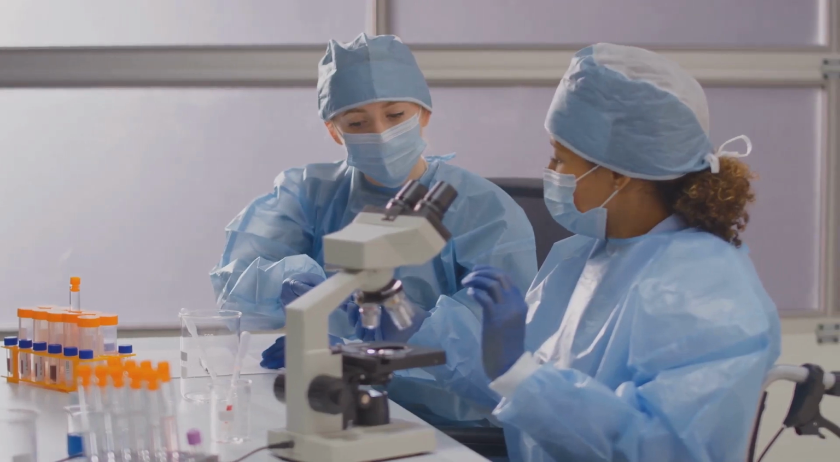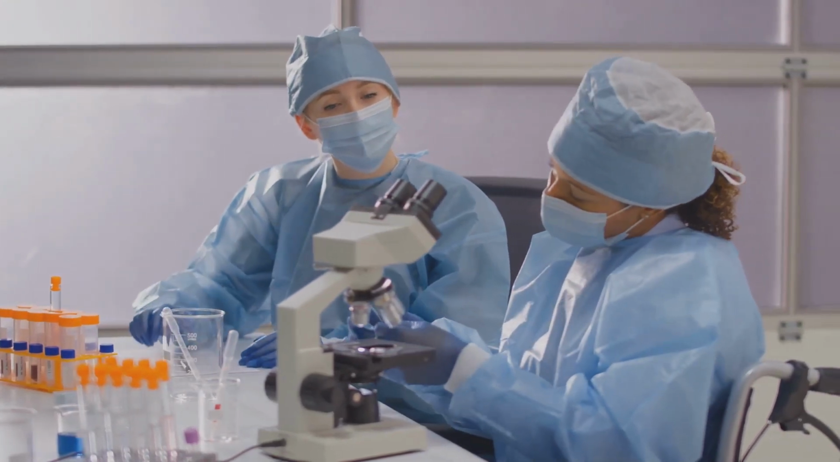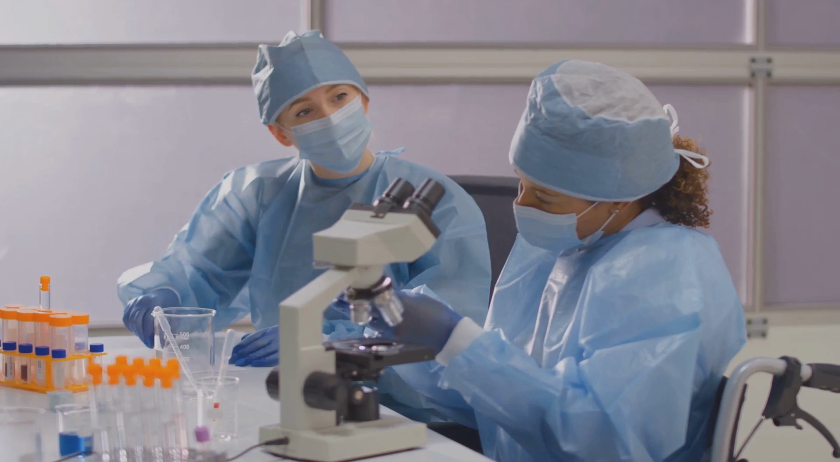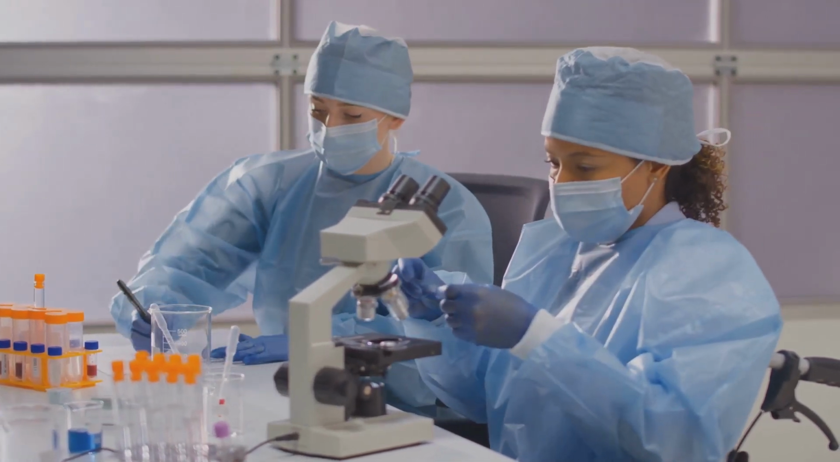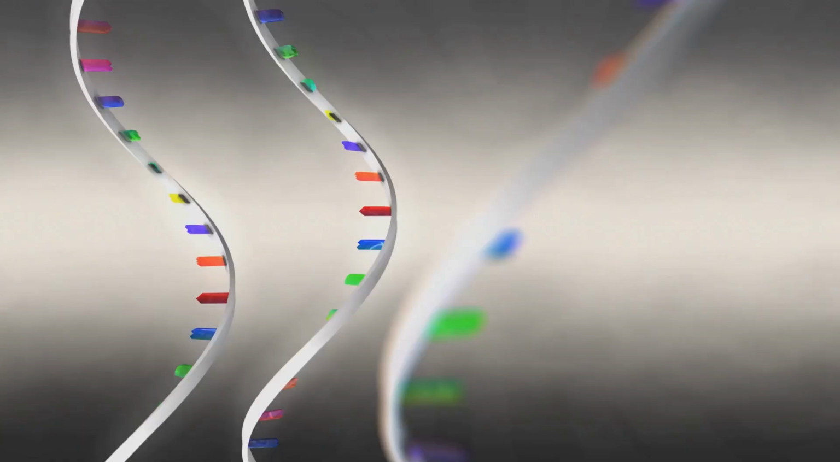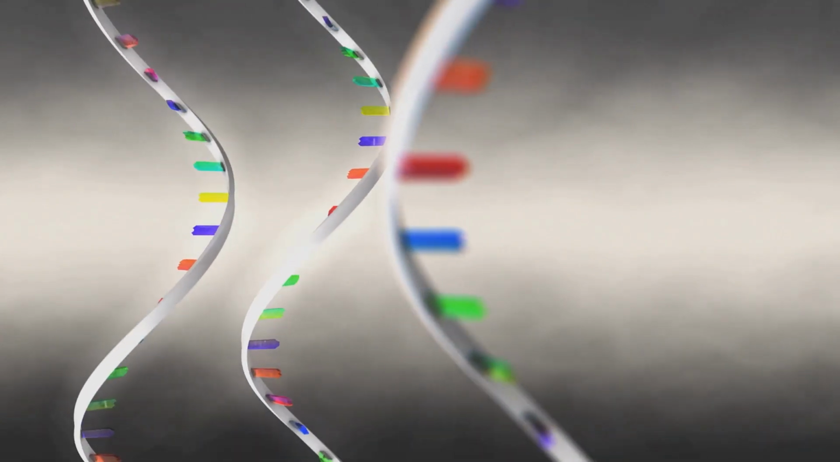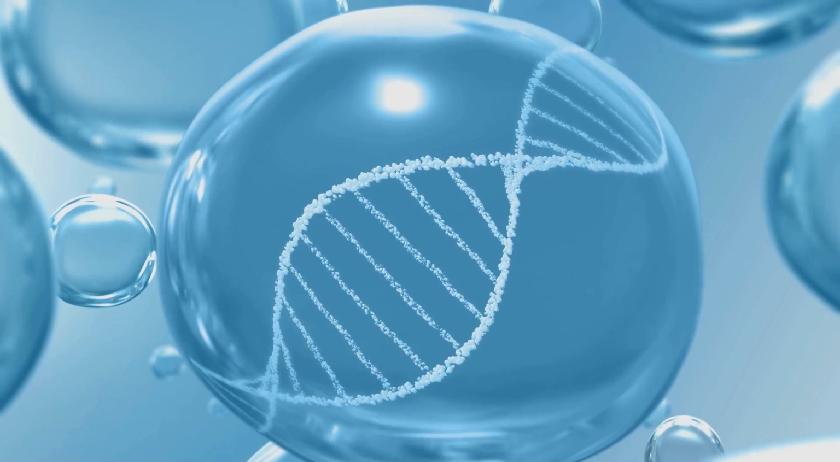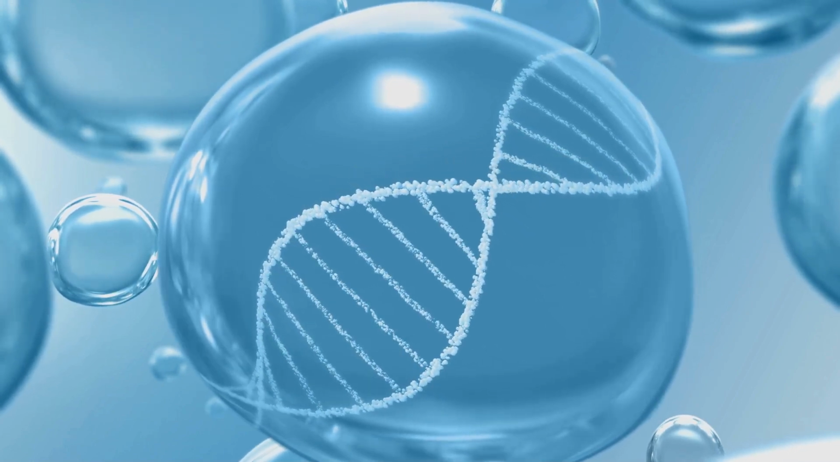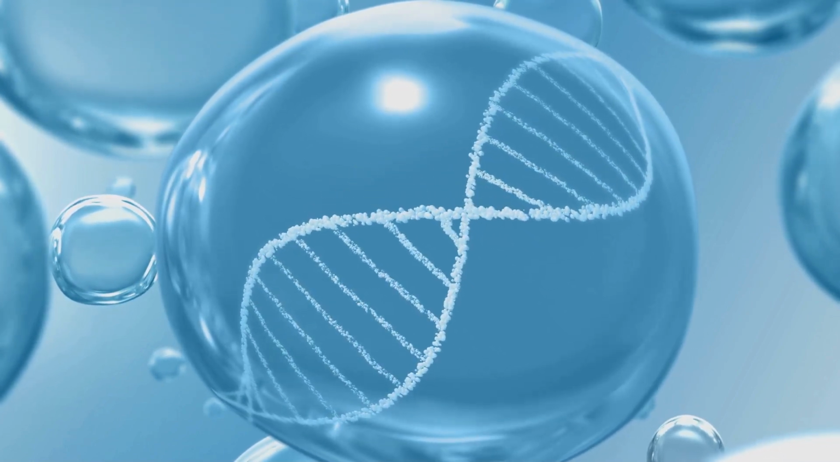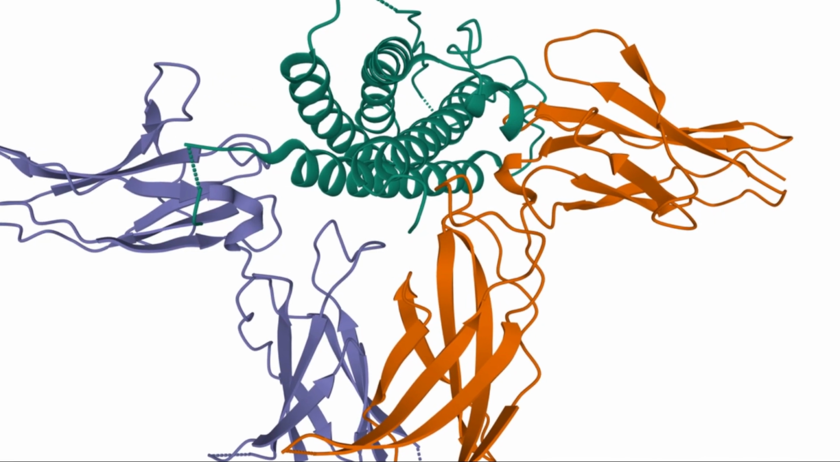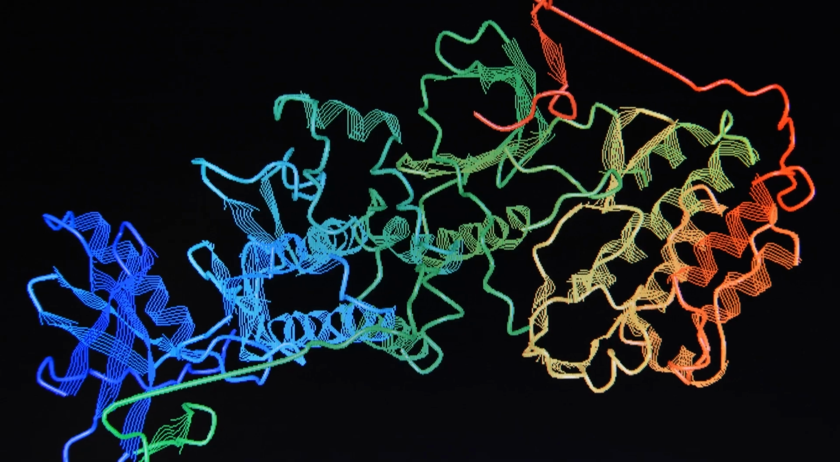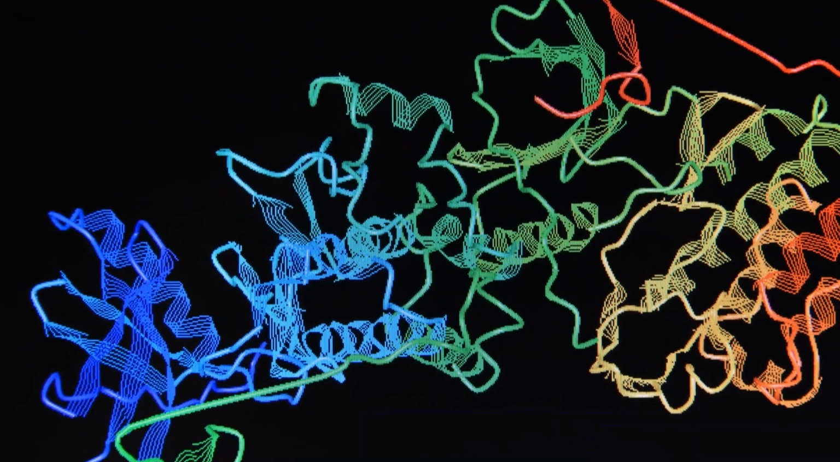This molecule acts as an intermediary, carrying the genetic information from the nucleus to the cytoplasm, where protein synthesis takes place. Translation occurs in the ribosomes, cellular machines that read the mRNA sequence and assemble amino acids into a polypeptide chain according to the genetic code. This chain then folds into a specific three-dimensional structure, forming the functional protein.